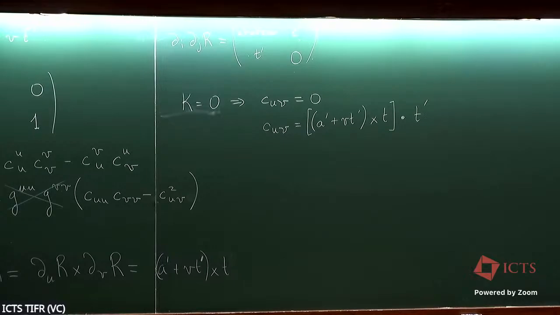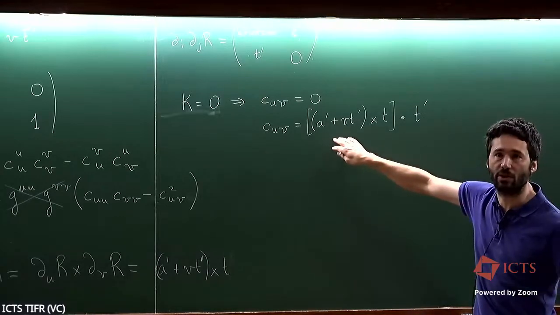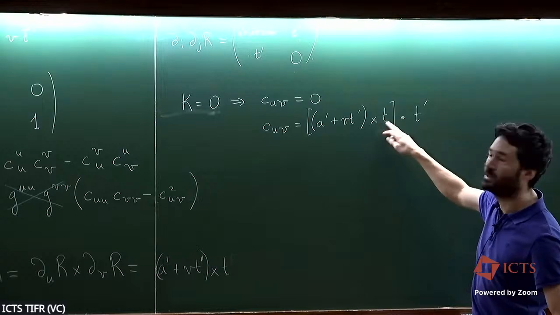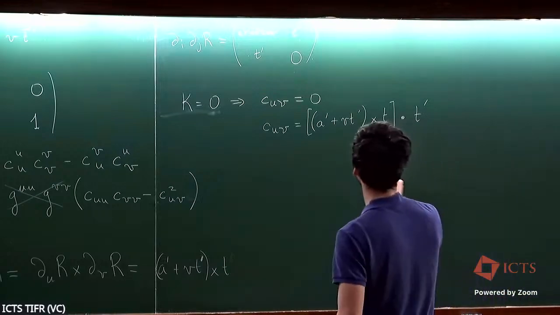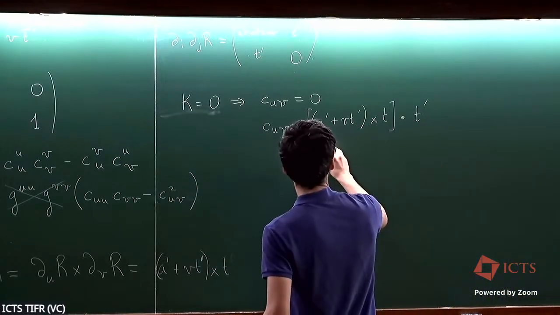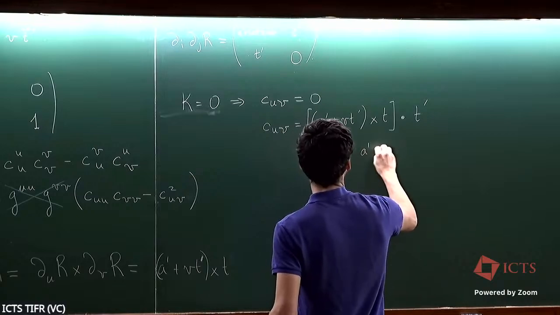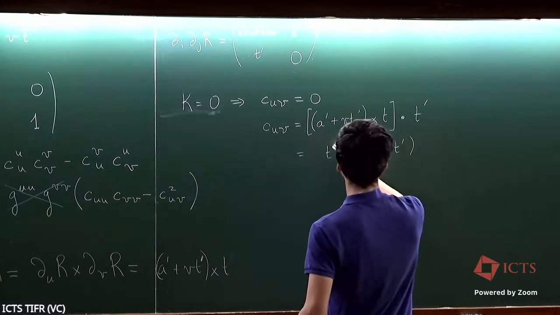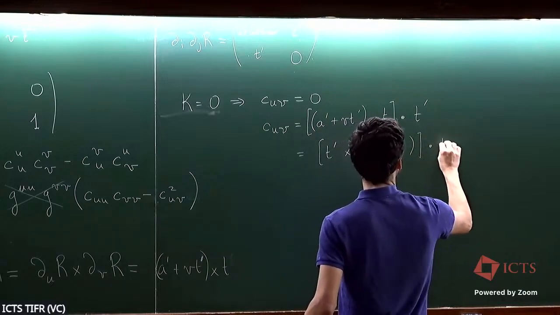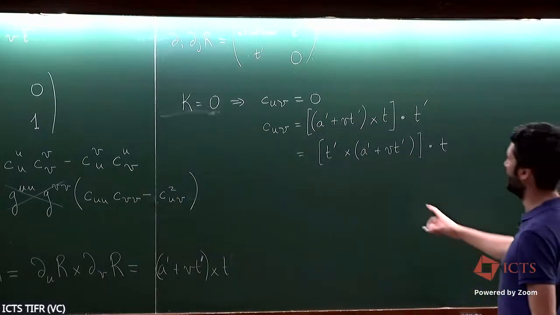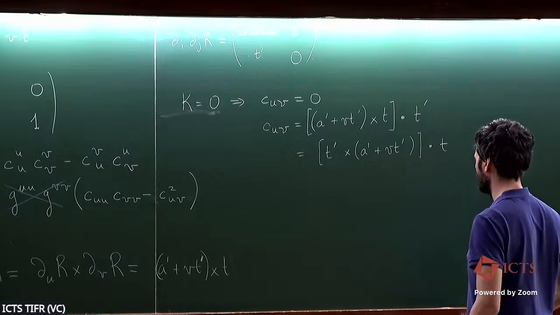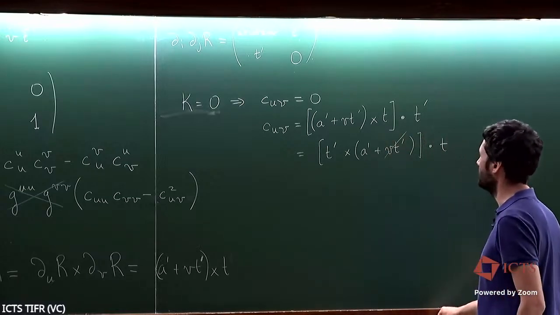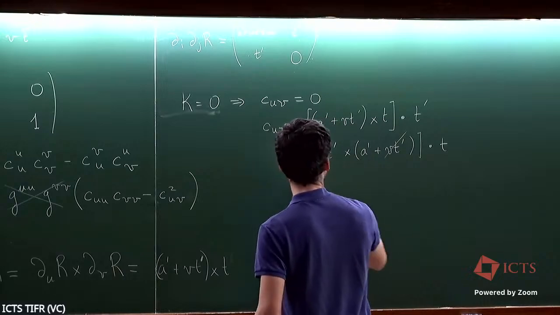Okay, so this is a mixed product. So we can shift. There is a mixed product of these three vectors here. So this one, then t and t prime. So I can permute them. This is equal to t prime cross product a prime plus v t prime scalar product t. And here I have t prime cross product with t prime, and so this is 0. So I can remove this term.